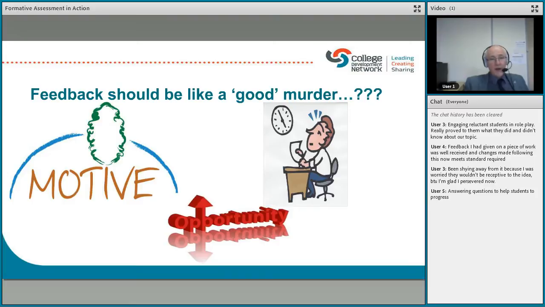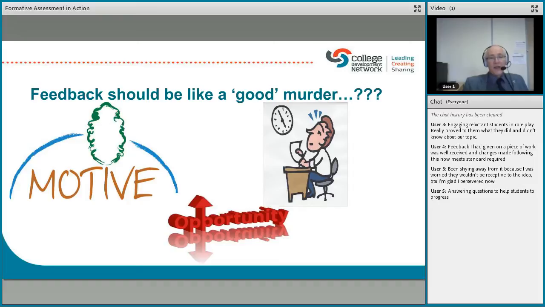Some of you may have heard me saying that feedback should be like a good murder. There should be motive for the feedback, there should be opportunity for the students to use the feedback, and it should be timed. I prefer my own acronym of PACT, P-A-C-T, that when you're giving feedback as part of formative assessment in action, you should think of the PACT acronym.